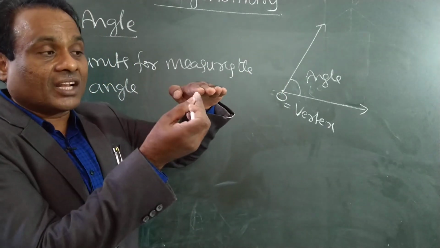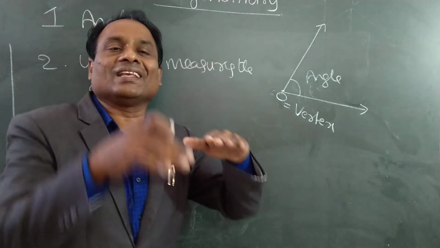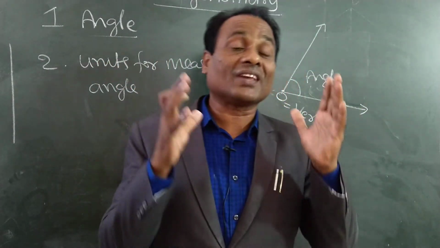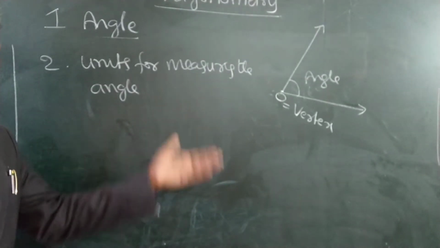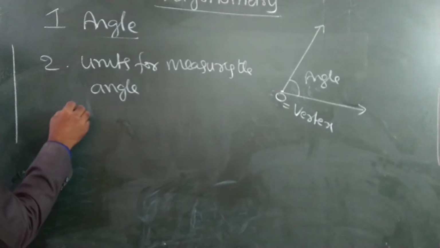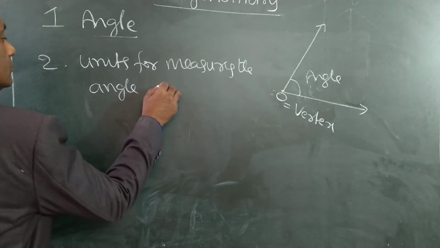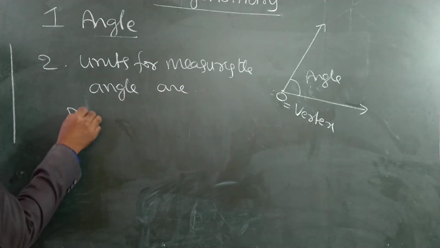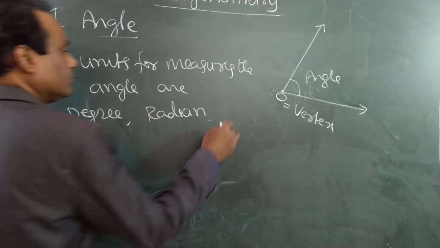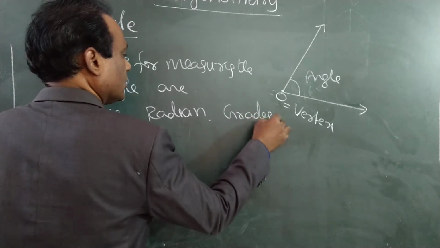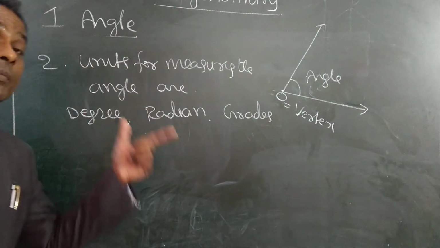Using the protractor there will be 1 degree, 2 degrees, 3 degrees, 90 degrees, up to 180 degrees. So you can see the degrees on a protractor. Of course, we also measure in radians, but it is not there, but I will introduce both. So write down: the units for measuring the angle are degree, radian and grades. This we are not discussing.